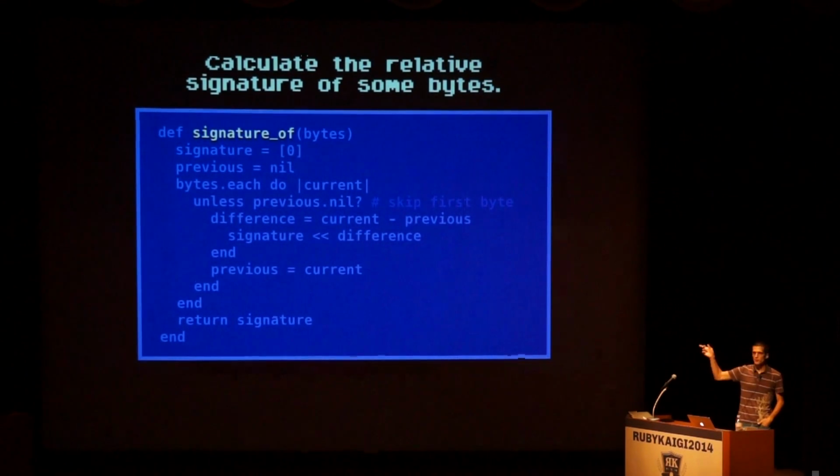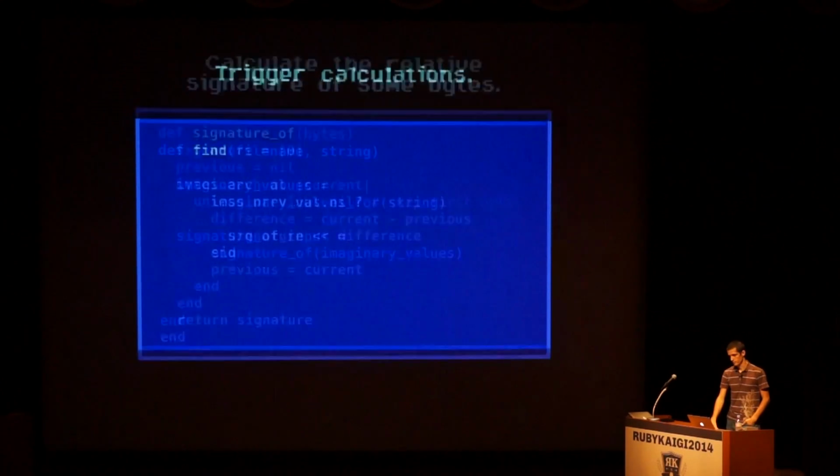The relative signature of the first character is always going to be 0, because it was relative to nothing. So it's 0. And then we keep track of the previous byte and compare it to the next byte. So for each byte, except for the first byte, we take the current byte and subtract the previous byte from it. And that's the difference. We add that to the signature, and then we return the signature when we're done with all of the bytes.